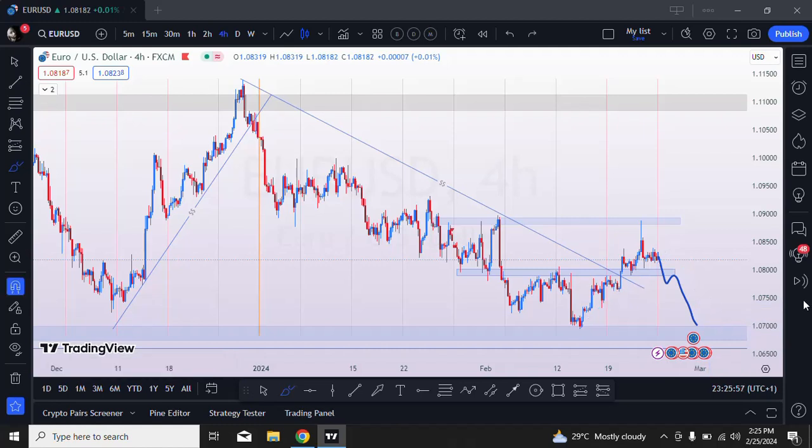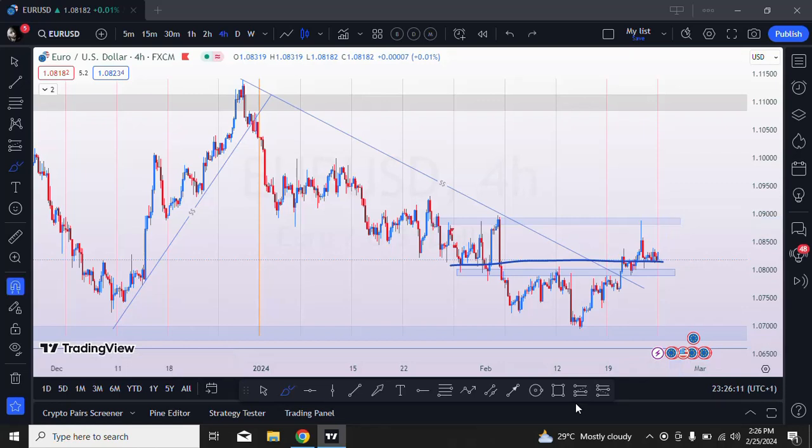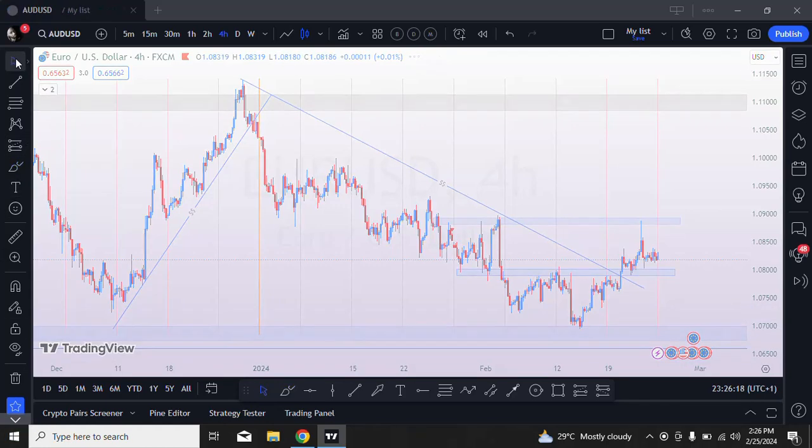But my number one bias is that since price has broken this key zone and it has stayed above this level, I'm expecting a continuation all the way up to this level, right? So that's EURUSD. Let's quickly take a look at AUDUSD.